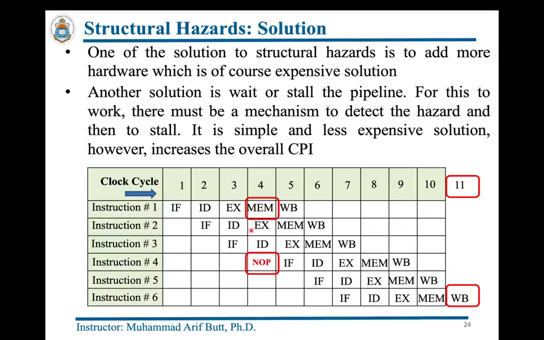So this pipeline diagram shows you an example of this. In the previous diagram we have seen that at clock cycle 4 instruction 1 is accessing the memory and instruction 4 is also accessing the memory. So at clock cycle 4 I have not started instruction number 4, rather I have started instruction number 4 at clock cycle 5. So instruction 1 is accessing memory at clock cycle 4 and instruction 4 is accessing memory at clock cycle 5. So now there is no structural hazard. So this is a no operation instruction.